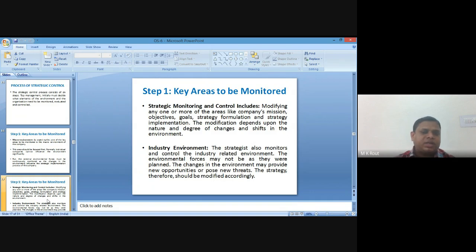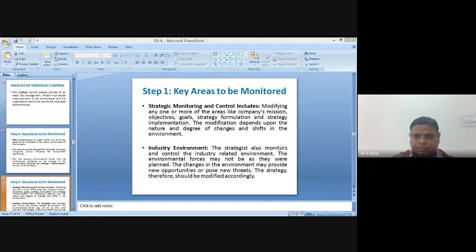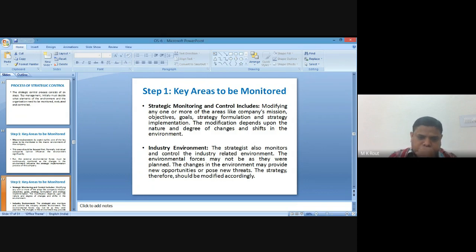The next part is the industry environment. The strategists also monitor and control the industry related environment. So what are the key points included in the industry related environment? Anyone? I repeat, what are the industry related environment factors? Anyone?